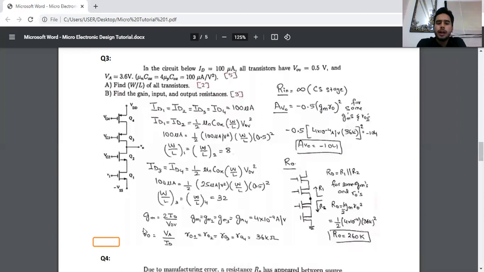And now we need to find out R naught. And as we all know, R naught's value for each MOSFET is equal to the applied voltage and the drain current.